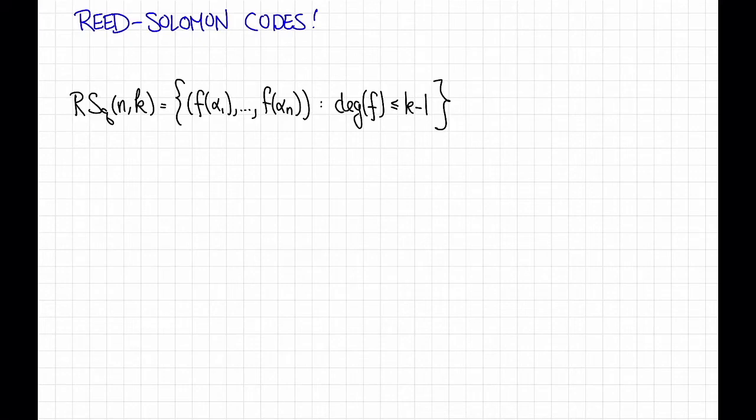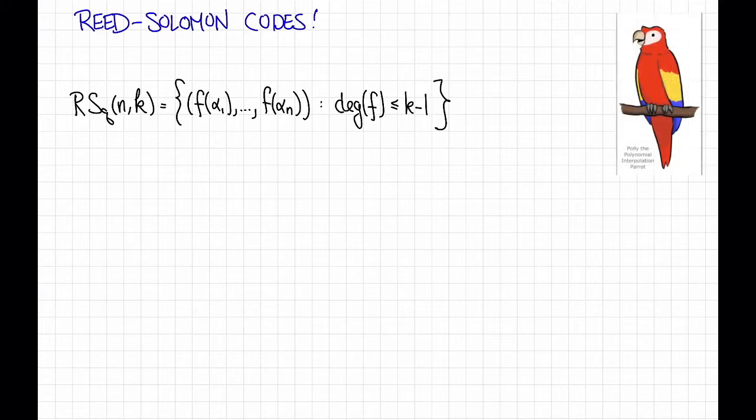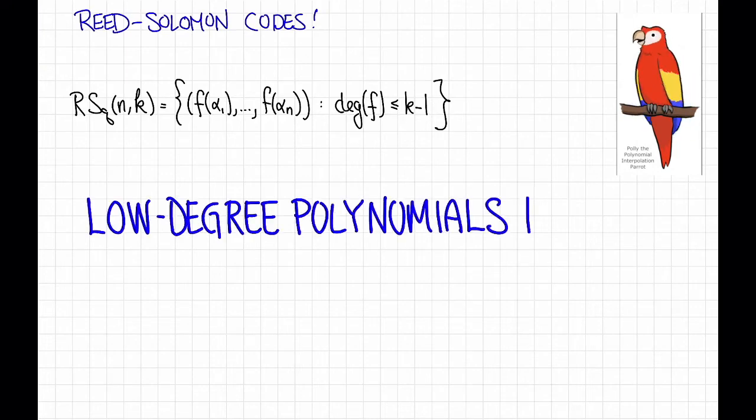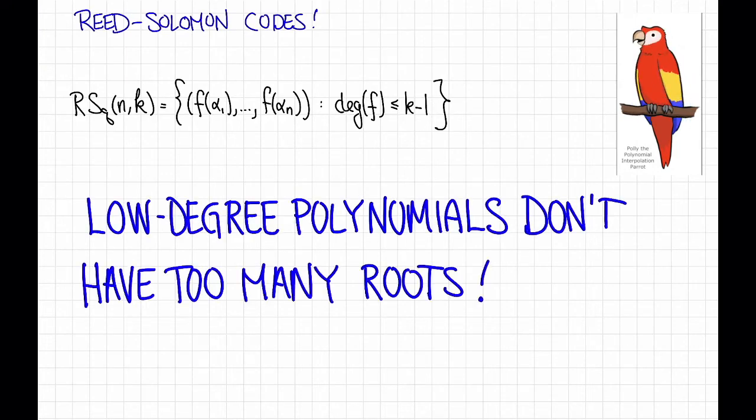Reed-Solomon codes are defined as vectors of evaluations of low-degree polynomials, and the reason that they have such a good trade-off between rate and distance is a fact that we have used repeatedly throughout this course. Right! Low-degree polynomials don't have too many roots. Yes, thank you, Polly. Also, we made a friend, Polly the polynomial interpolation parrot.